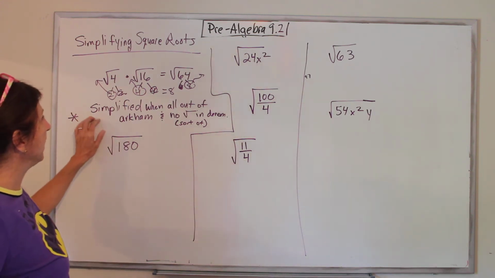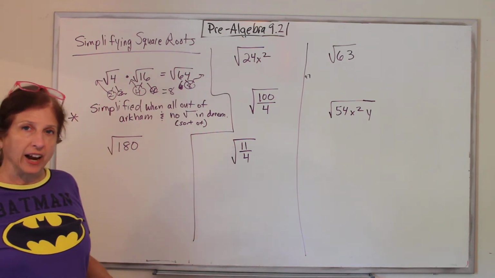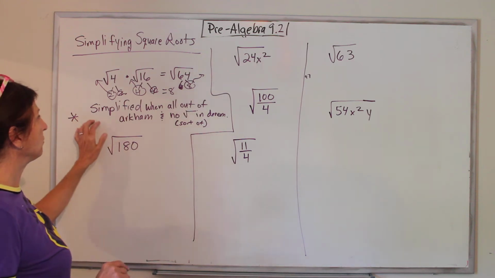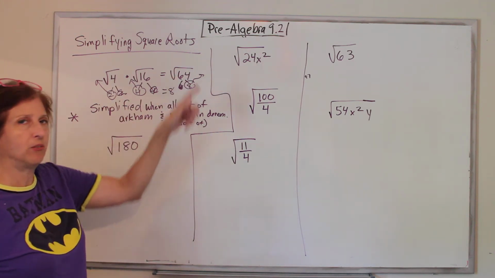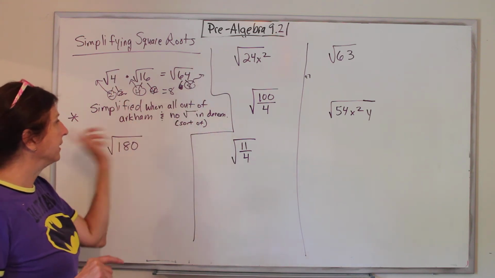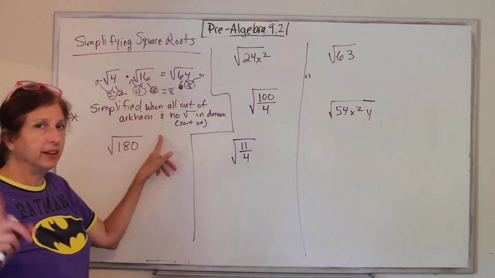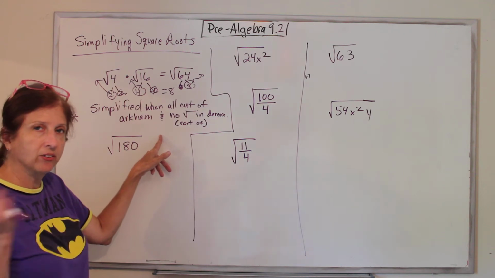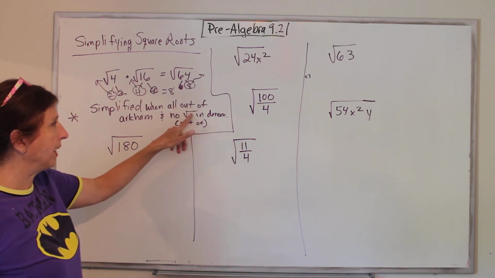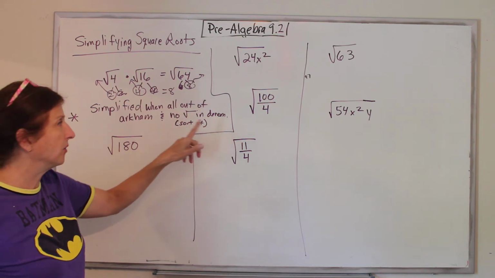All right, so now, you know how like with fractions you have to reduce them for them to be simplified? Well, there are some rules about simplifying radicals, and this is what it is. Everybody who can gets out of Arkham. So anything that can get out of the radical gets out. And then the second rule is you're not supposed to have radical signs in the denominator if it's a fraction.